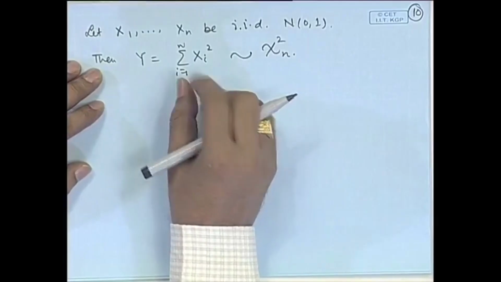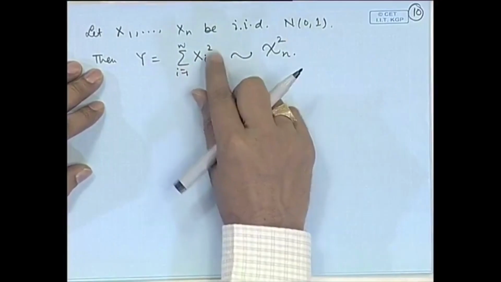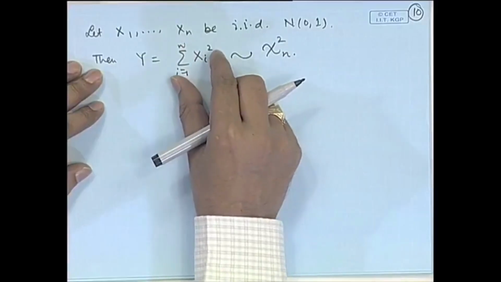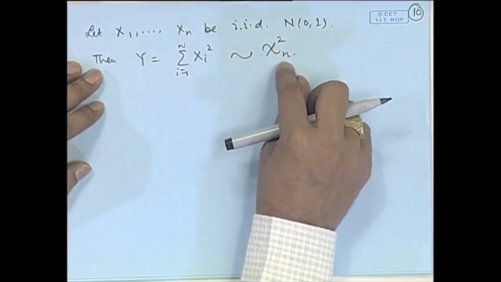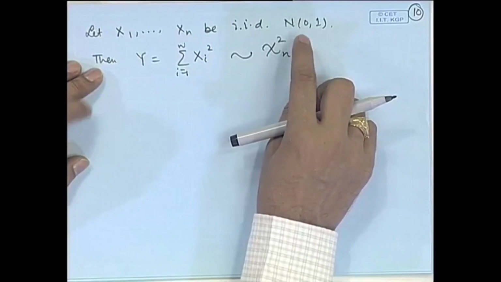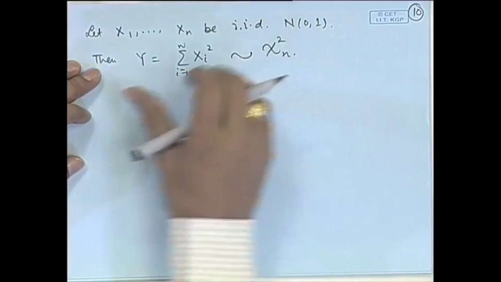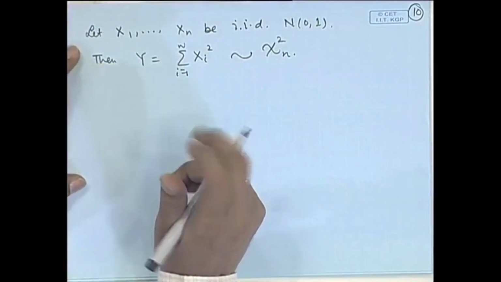Now, you see, if x 1, x 2, x n is a random sample from a standard normal variable, then sigma x i square is a statistic, and therefore, chi-square becomes a sampling distribution. We will consider a further elaborate description of chi-square in the next section.